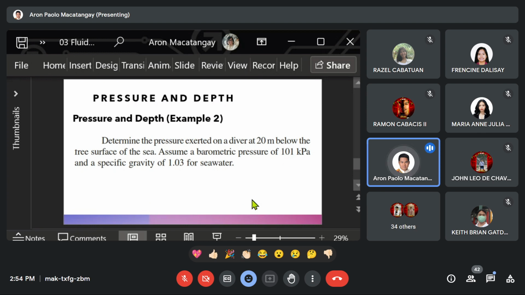Because, well, in reality, yung diver, hindi naman siya point lang. So, kumbaga, if naka-float siya vertically sa water, mas malalim yung paa niya kaysa sa ulo niya. So, technically, from your rho gh, mas malaking pressure yung na-experience ng paa niya kaysa sa head niya. Diba? But in problems like this, we would consider the diver as a point object lang. So, isa lang yung height ng diver, no? Which is 20 meters. So, nabanggit din, may barometric pressure na 101 kilopascal, that's our atmospheric pressure, and may 1.03 na specific gravity for seawater.